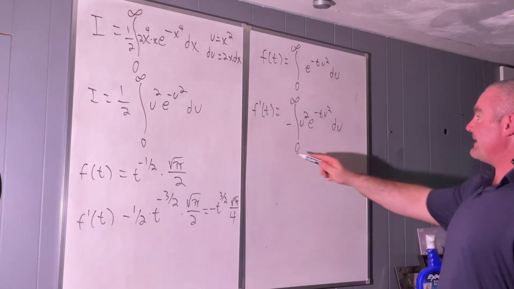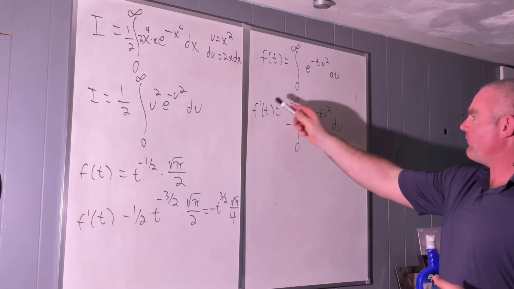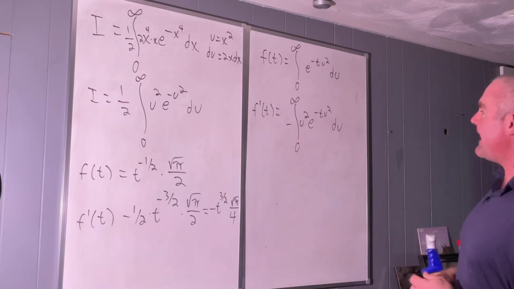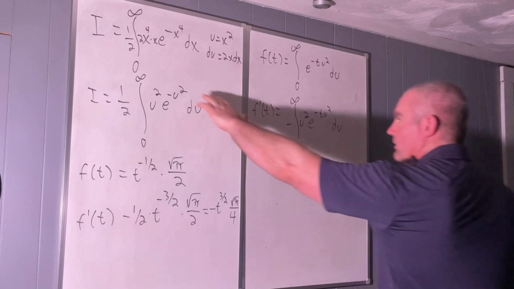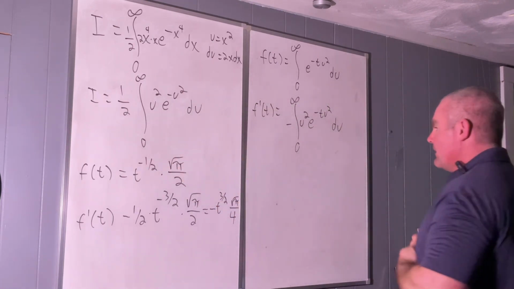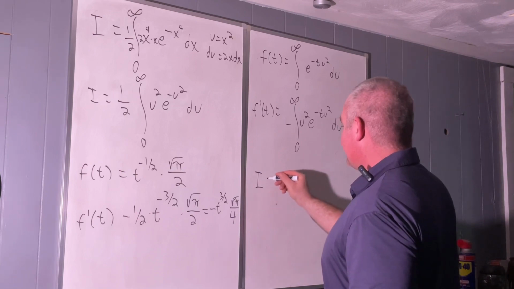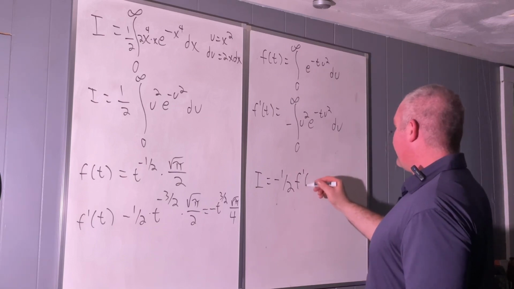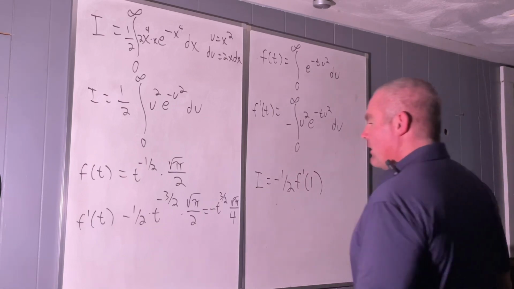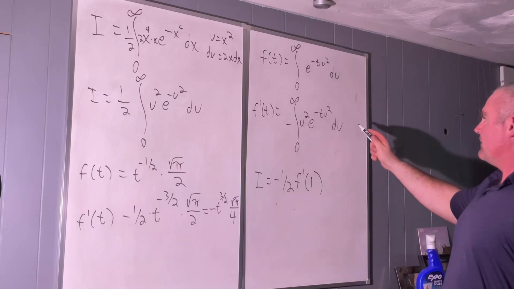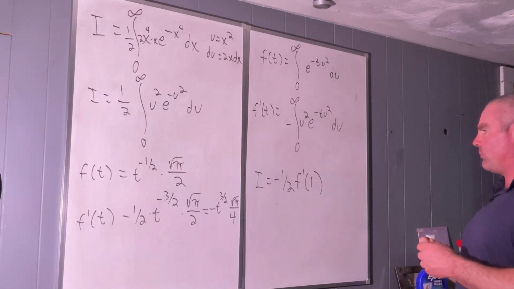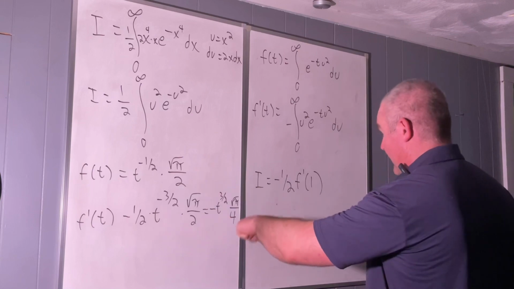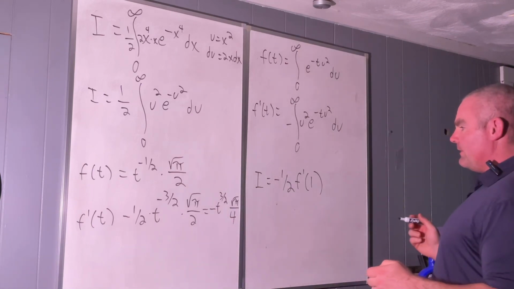Well, let's take a look at this. If we evaluated our f prime of t at the point 1, and then multiplied it by negative 1/2, we would recover our original integral. So that means that I is equal to negative 1/2 times f prime evaluated at 1. Okay, well, plugging in 1 to this expression for f prime of t wouldn't be useful, but it would be very useful to plug it into this expression. All right, so what would that be?